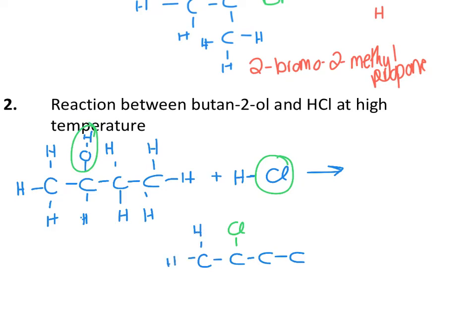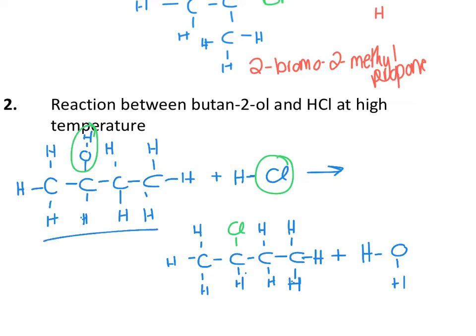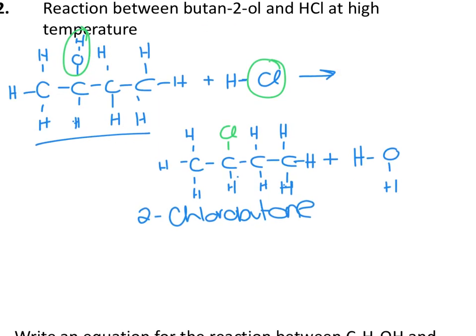We don't forget all the hydrogens. Alright, there we go. And we will then end up with water. Okay, so we had butan-2-ol, and now we have 2-chlorobutane. Straightforward, nothing too difficult, okay?